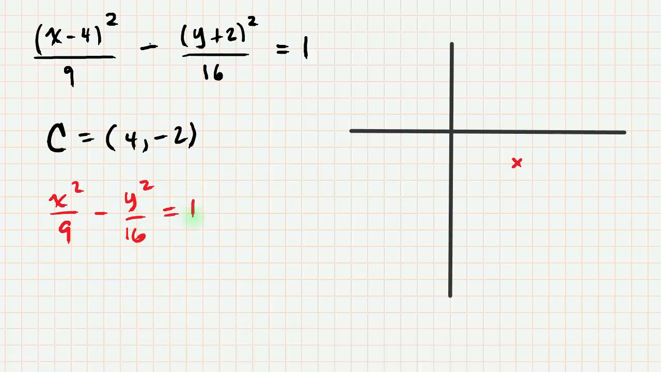And this hyperbola would have x-intercepts and no y-intercepts. Because if we plug in y equals 0, we would get x equal ±3. If we plug in x equals 0, we would get y squared equals -16, which has no solution. So we would have x-intercepts, so this tells us that we open horizontally. Open left and right. Okay, so let's go ahead and find the fundamental rectangle.